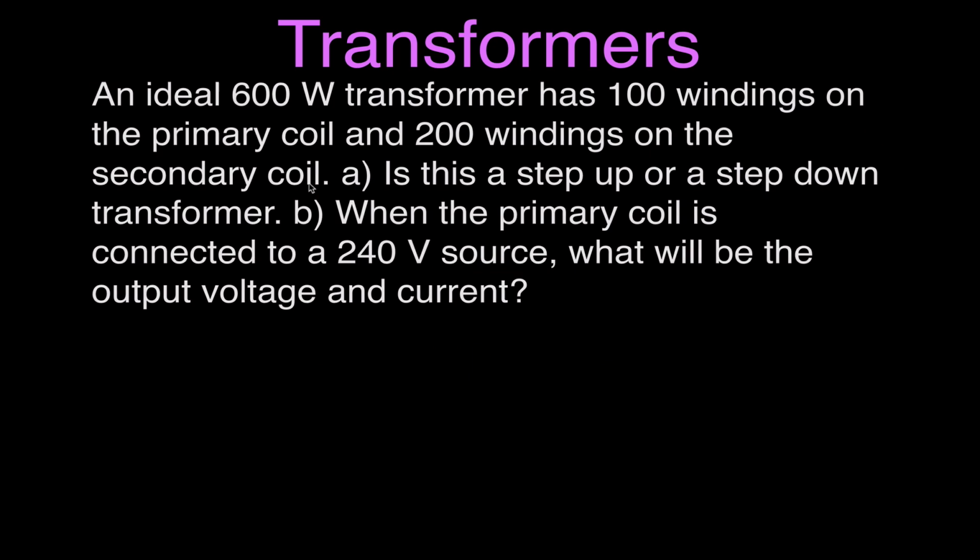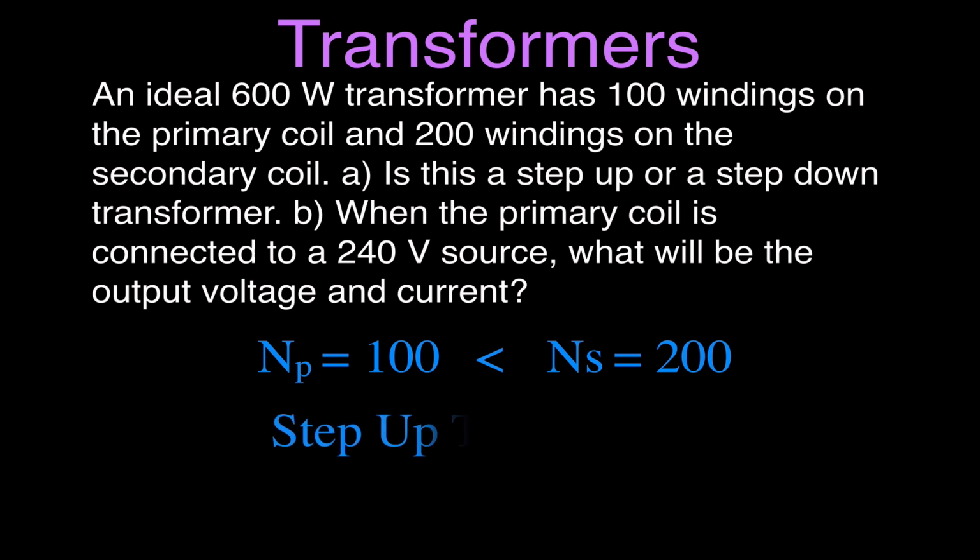Okay, now this one has three parts to it. We'll go through it relatively nicely. We have an ideal 600 watt transformer. It has 100 windings on the primary and 200 on the secondary. And we want to know, first of all, is this a step up or a step down? Is it going to step the voltage up or step the voltage down? We have more windings on the secondary than we have on the primary, and that means it's going to step the voltage up.